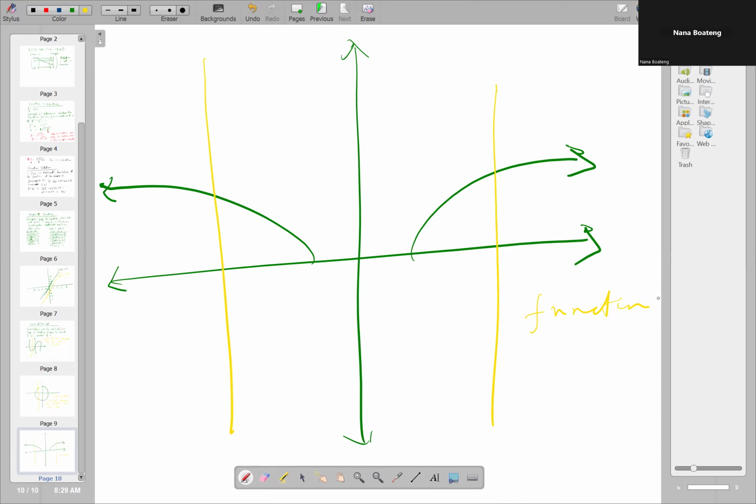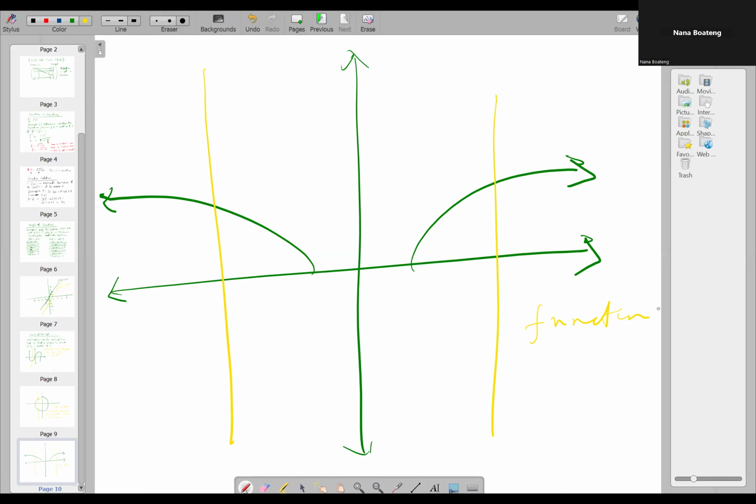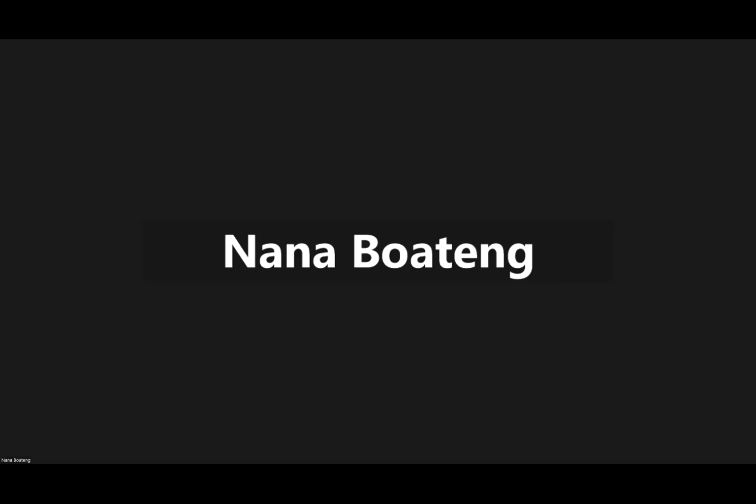Let's also look at how we can identify the intercepts of a function from a graph. Let's look at this example on this slide here. So let me share my screen again.